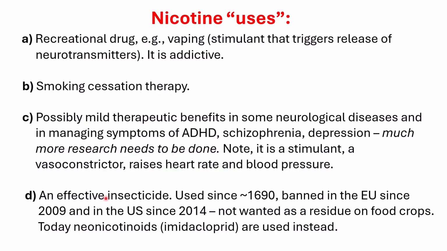Now, nicotine has been used for years, since 1690 even, as a very effective insecticide. It was banned in the EU since 2009 and then banned in the United States since 2014, mainly because it was not wanted as a residue on food crops. So what do we use today? We use neonicotinoids, things that are related to nicotine and have been synthetically modified, like imidacloprid, and these are used instead, although I'm not sure we want these as residues on our food crops either.